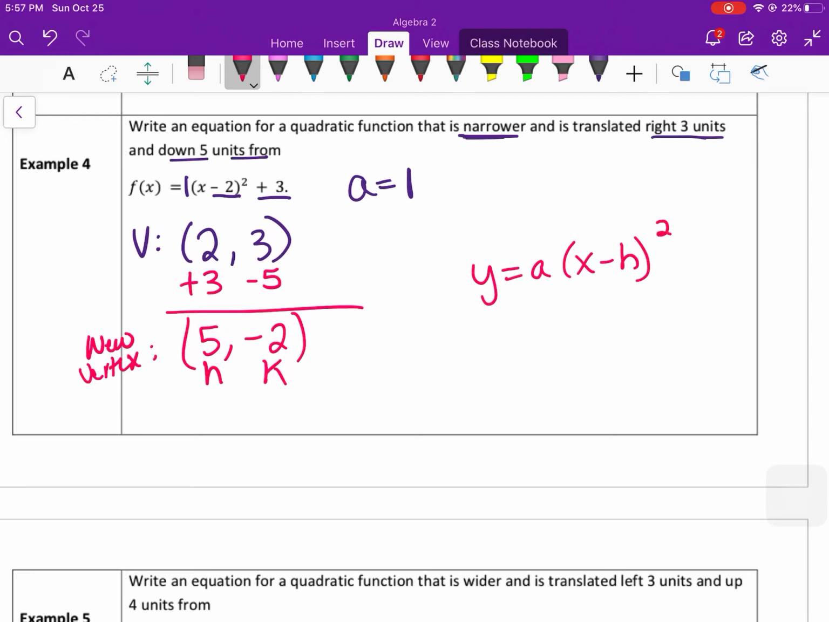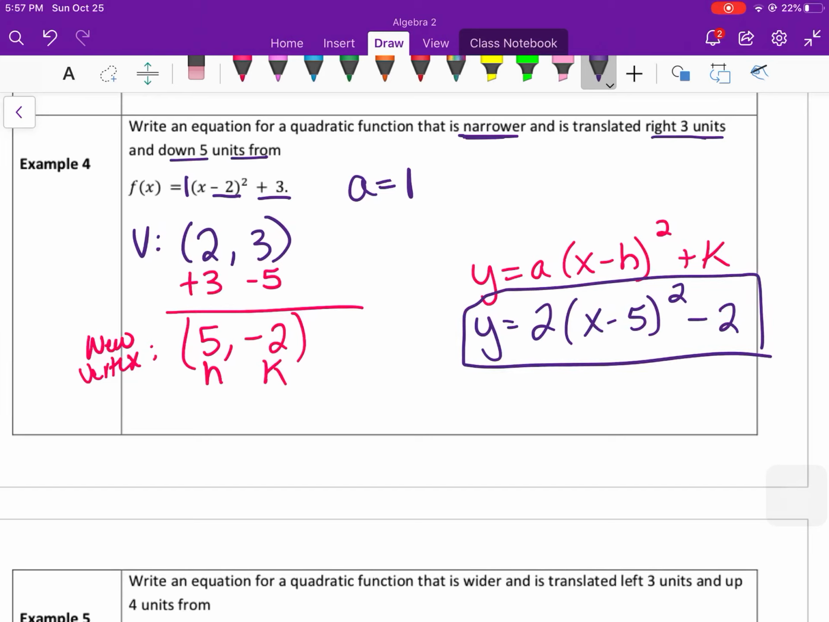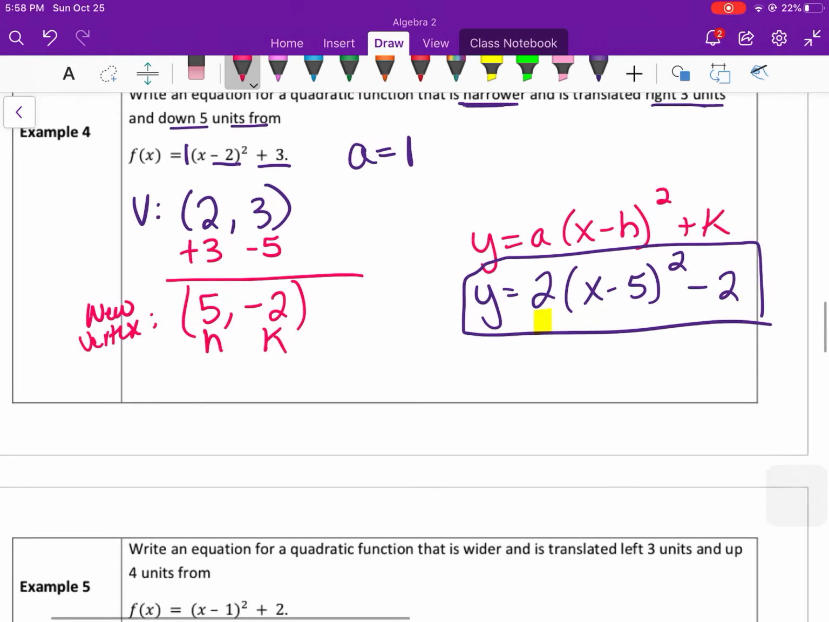into my vertex form. The a value can be anything greater than 1, so I'll just do 2. And then (x minus 5) squared, and then k is negative 2, so minus 2. This would be a function that works for this description. The a value could be different because anything that's bigger than 1 would be more narrow.